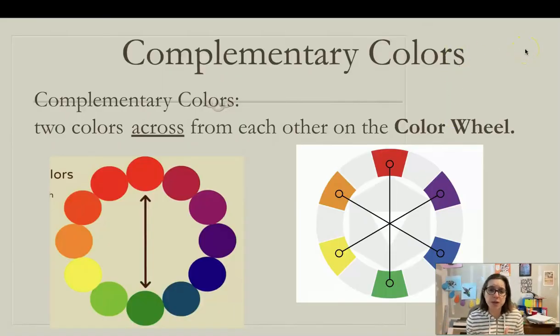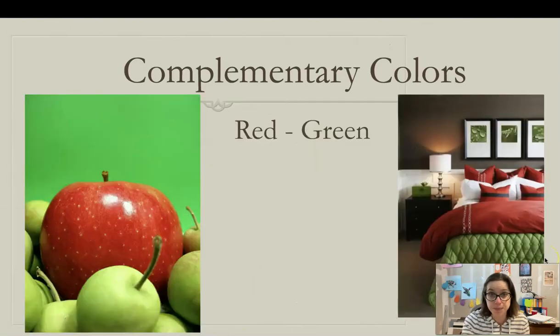So these are some other color schemes that designers and artists think about. We have this color scheme called complementary colors. These are two colors across from each other on the color wheel. And again, they have to be directly across from each other. So we've got red and green, we have yellow and violet, we have blue and orange. Yes, red and green is like Christmas colors, but that's just what we associate with red and green.